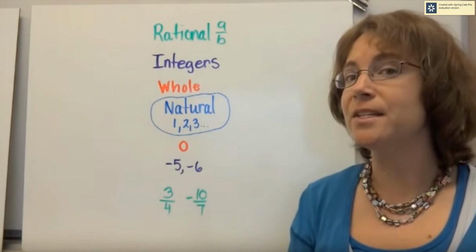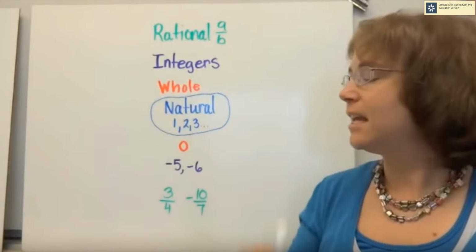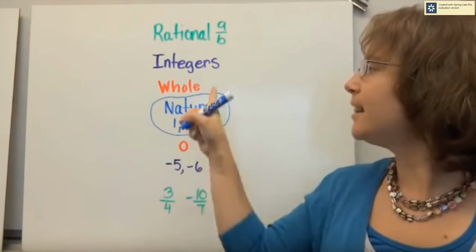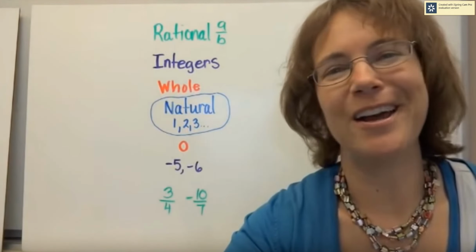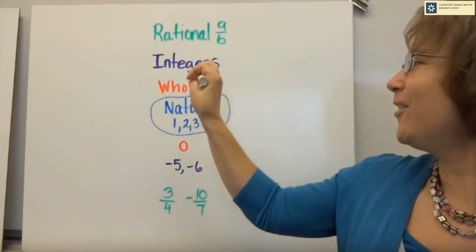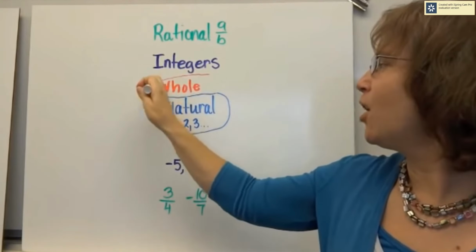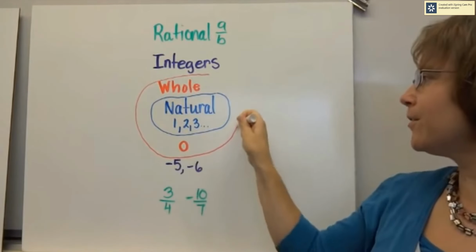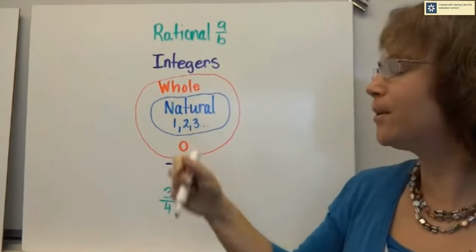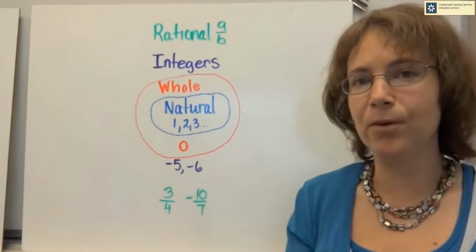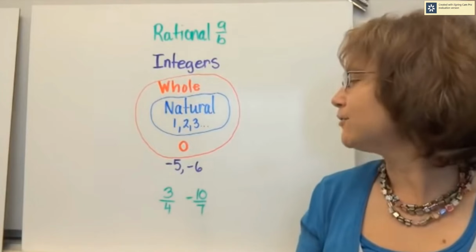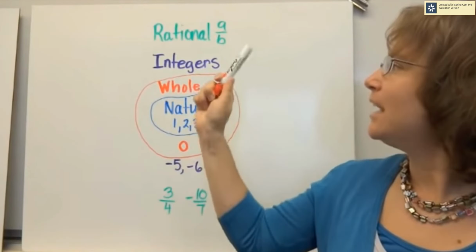Sometimes mathematicians put a 0 in there, and then they get rid of that next category, but I like to keep 0 in a whole category of its own. So the next set of numbers are the whole numbers. Now the whole numbers include all of the natural numbers as well as 0. So 0, 1, 2, 3, as far as you can count.